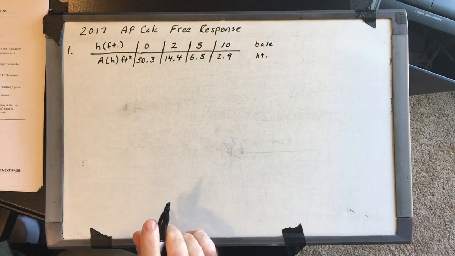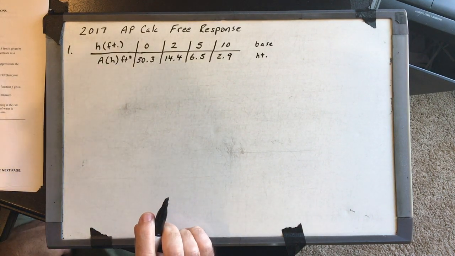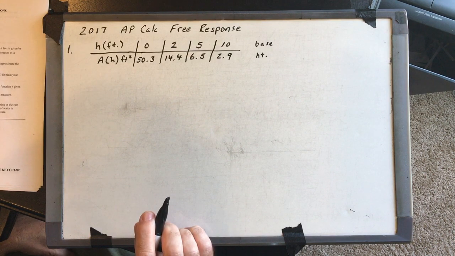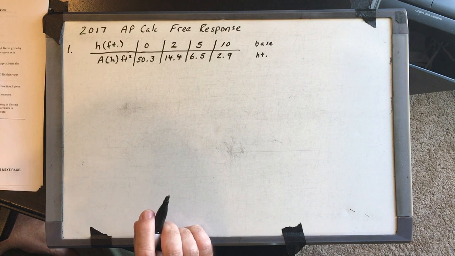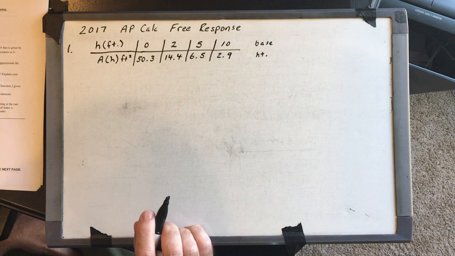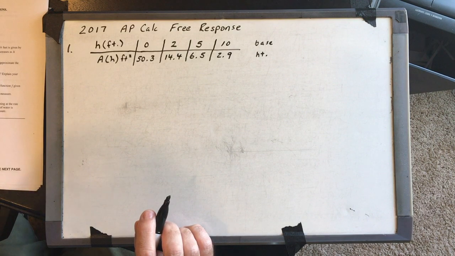So it says a tank has a height of 10 feet. The area of the horizontal cross section of the tank at height h feet is given by the function a, where a of h is measured in square feet. The function a is continuous and decreases as h increases. Selected values for a of h are given in the table above.